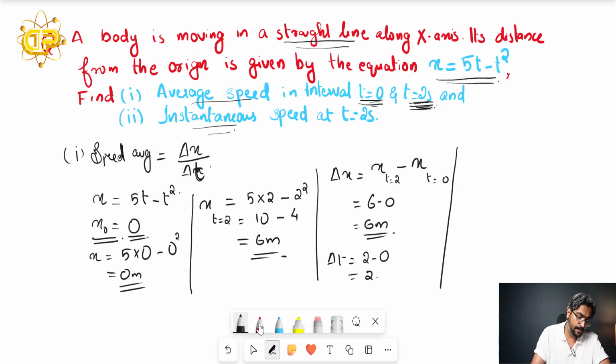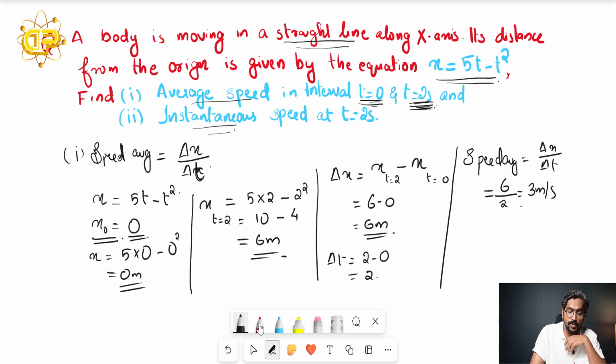So the average speed will be equal to delta x by delta t. Then you will get 6 by 2, that is 3 meters per second. So this is the case there. First, the average velocity you will get is 3 meters per second. You need to find the corresponding x with respect to the corresponding time, that is t is equal to 0 and t is equal to 2. Then you subtract, and divide by the total time interval, and you will get the average speed.